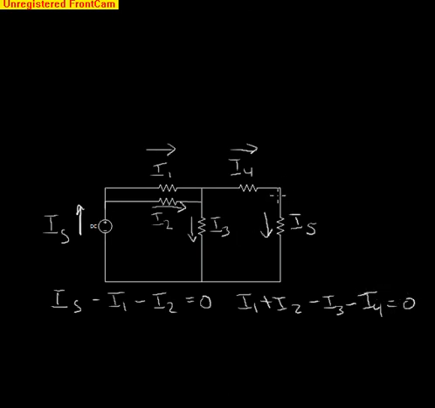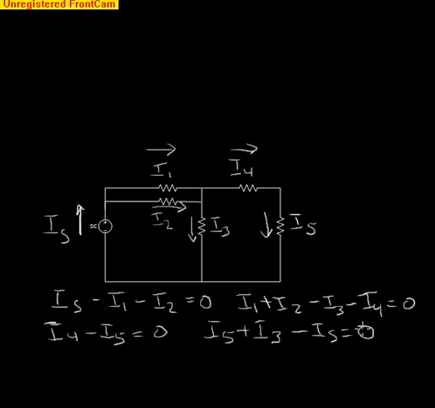Then we've got this node here, I4 coming in, I5 leaving, so I4 minus I5 equals 0. And our last node is down here. We have I5 and I3 coming in, so I5 plus I3 and IS leaving, minus IS equals 0.